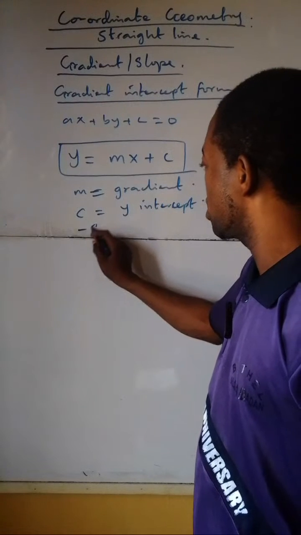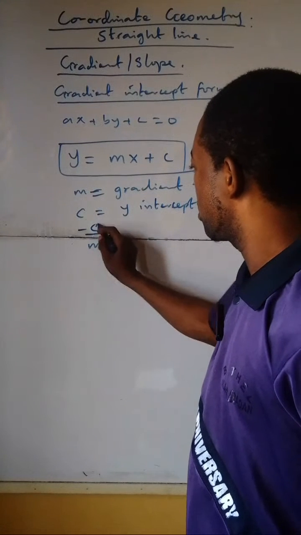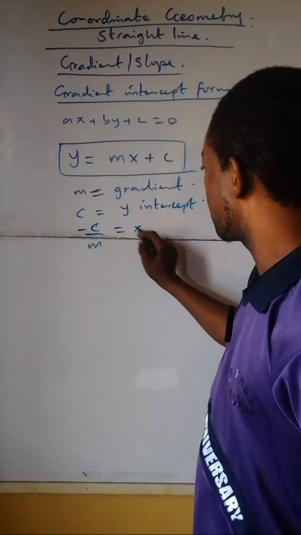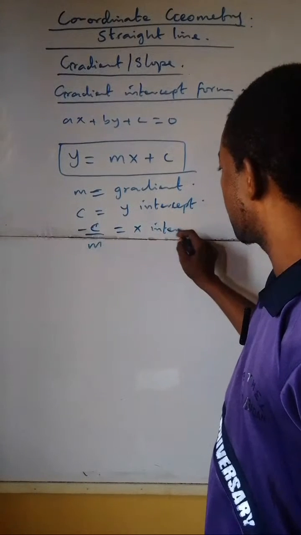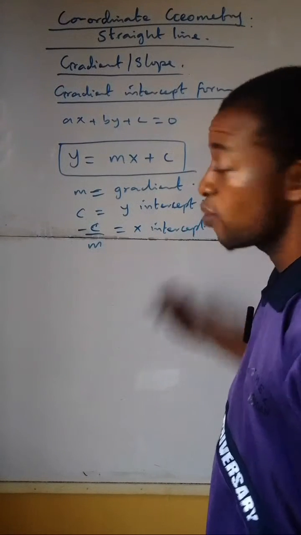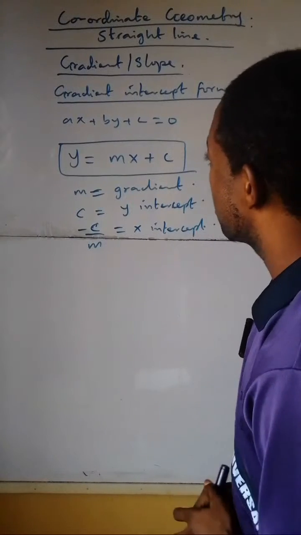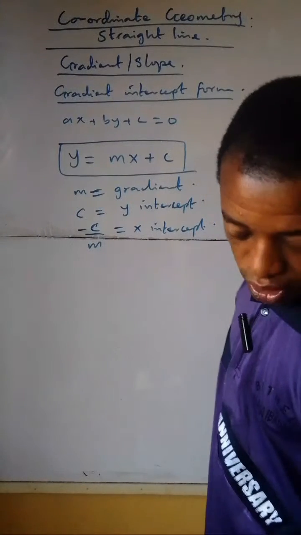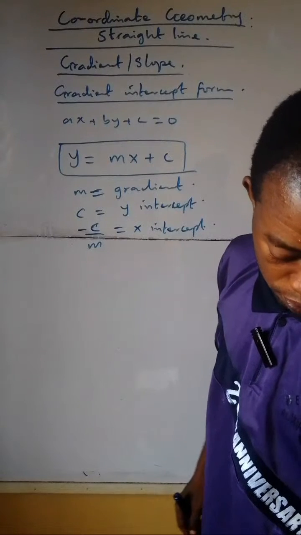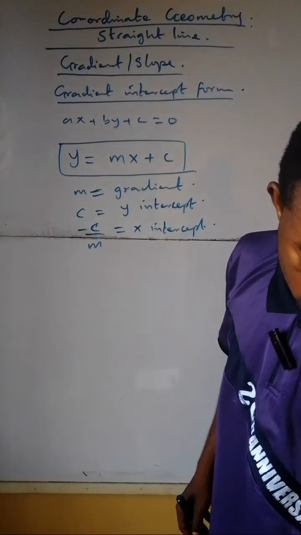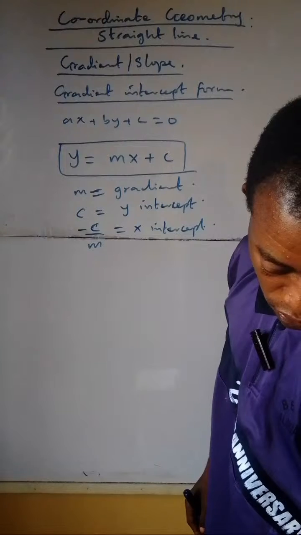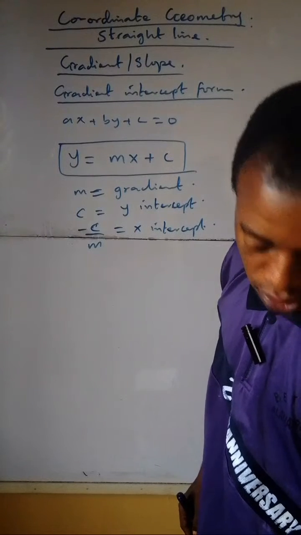So minus c over m is our x-intercept, the intercept on the x-axis. So these formulas are very important. And with that, we can look at some examples. That is, determine the gradient of the following linear equations.